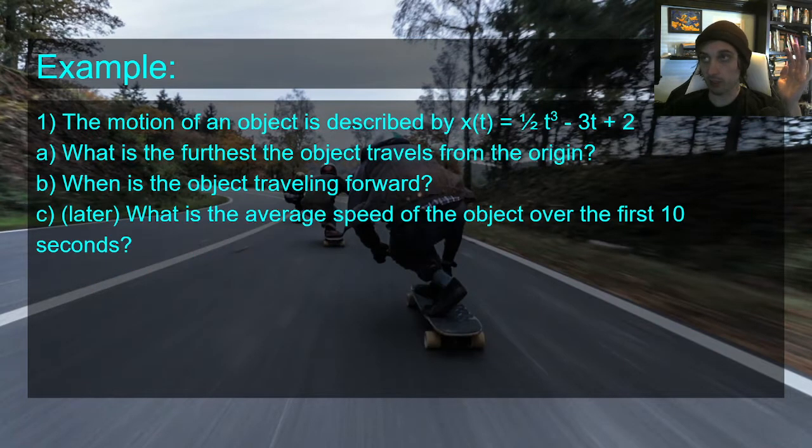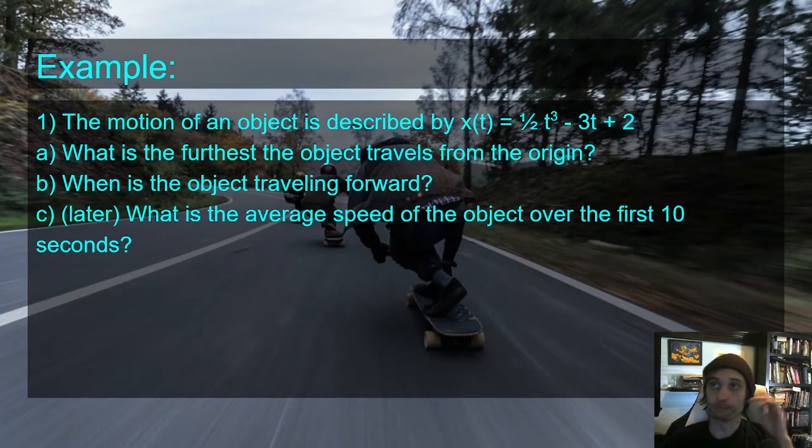So taking that and actually putting it into practice, at least a little. Let's say we've got a function where the motion of our object is described by x equals 1/2 t to the third minus 3t plus 2. Great. What's the furthest the object travels from the origin? So this will be looking for a local minimum or maximum. In this case, a local maximum.